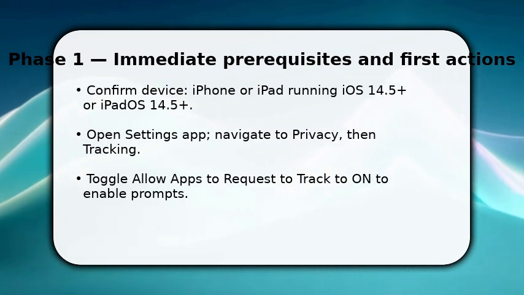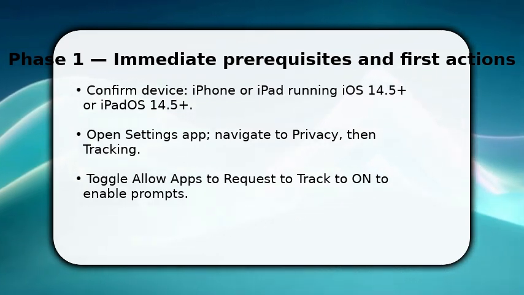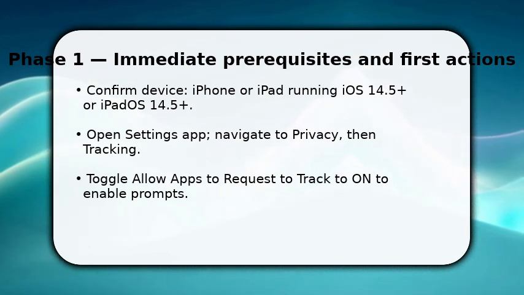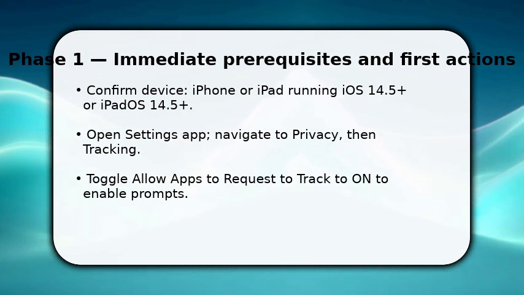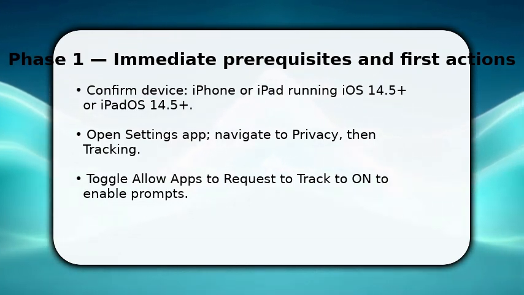Tap the switch to turn Allow Apps to Request to Track on. You're enabling apps to ask for permission, not granting it yet. This lets apps display the prompt, so you can decide per app why it needs tracking and protect your privacy.